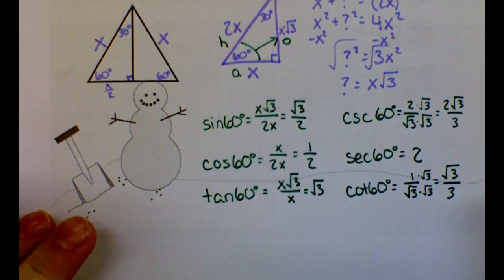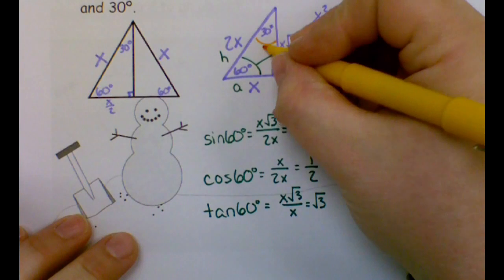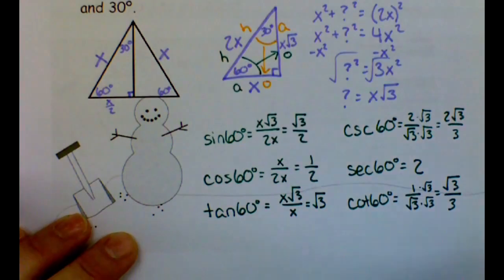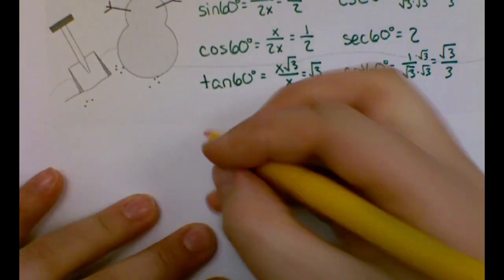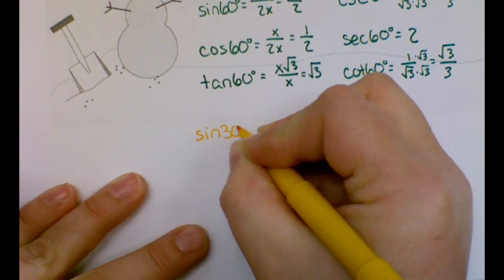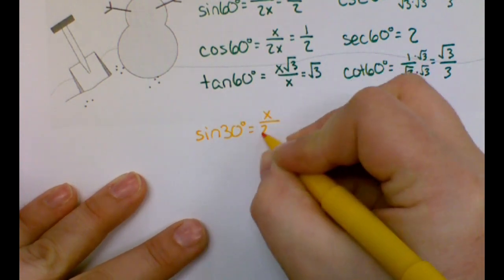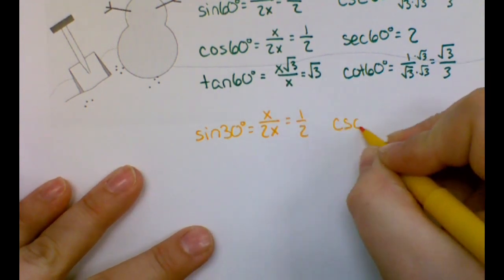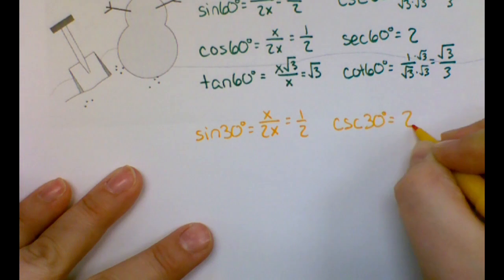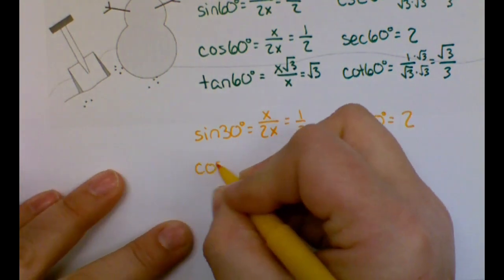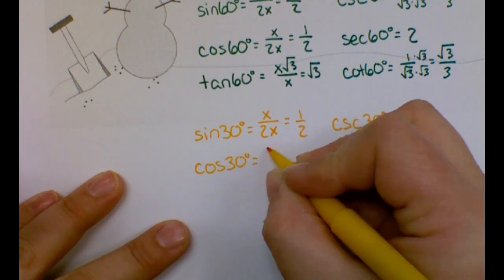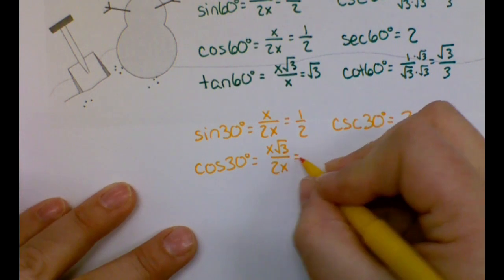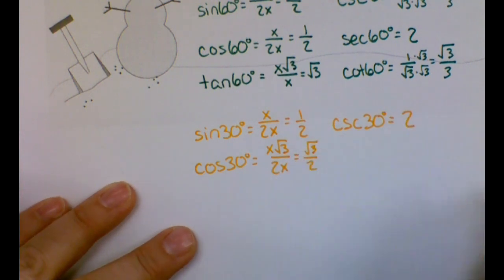For 30, we go back up to our picture and we change our side labels. The x is now the opposite. X square root 3 is the adjacent. 2x is still the hypotenuse. So for the sine of 30 degrees, opposite over hypotenuse, x over 2x is 1/2, which means the cosecant of 30 degrees is the reciprocal of 1/2, or just 2. The cosine of 30 degrees is adjacent, which is x square root 3, over hypotenuse, which is 2x. Again, my x's cancel, giving me the square root of 3 over 2.